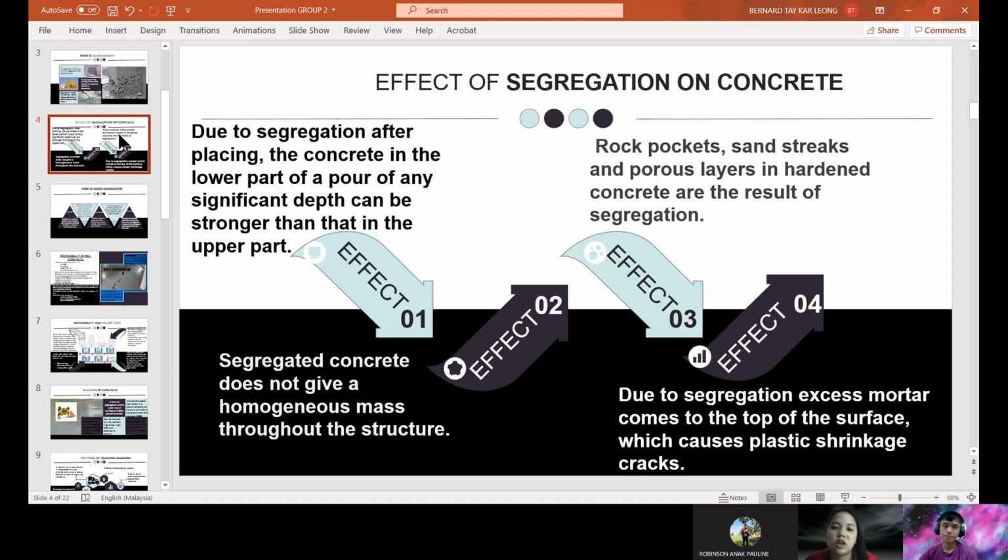The effect of segregation on concrete. First, due to segregation after placing, the concrete in the lower part of a pour of any significant depth can be stronger than that in the upper part. Second, the segregated concrete does not give a homogeneous mass throughout the structure. Third, rock pockets, sand streaks, and porous layers in hardened concrete are the result of segregation. And the last, due to segregation, excess mortar comes to the top of the surface, which causes plastic shrinkage cracks.